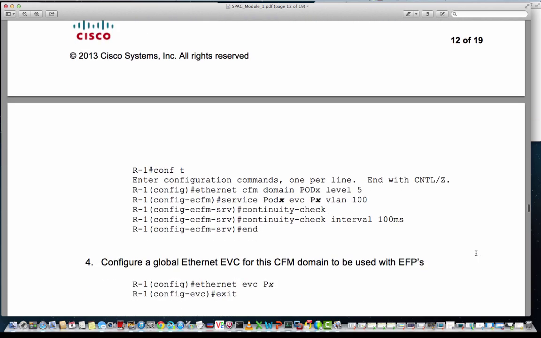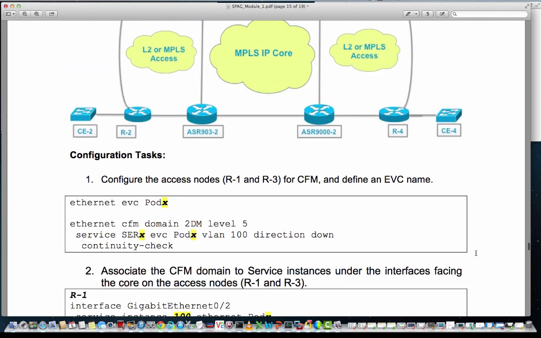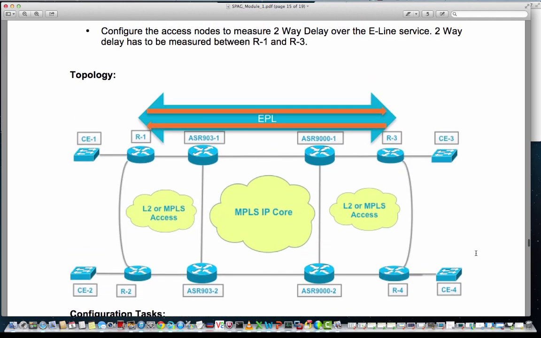Jumping over to the lab of Y.1731. This is the Y.1731 lab. So you'll be configuring Y.1731 between R1 and R3, again on the same EPL service. And the statistics of the Y.1731 configuration will give you both delay and loss measurement.